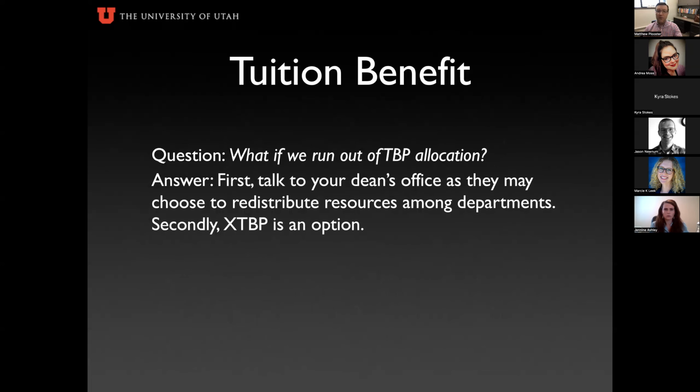What if we run out of tuition benefit allocation? Again, you'll go to your dean's office and see if they can redistribute some allocation to your department. Or secondly, extended tuition benefit is an option.